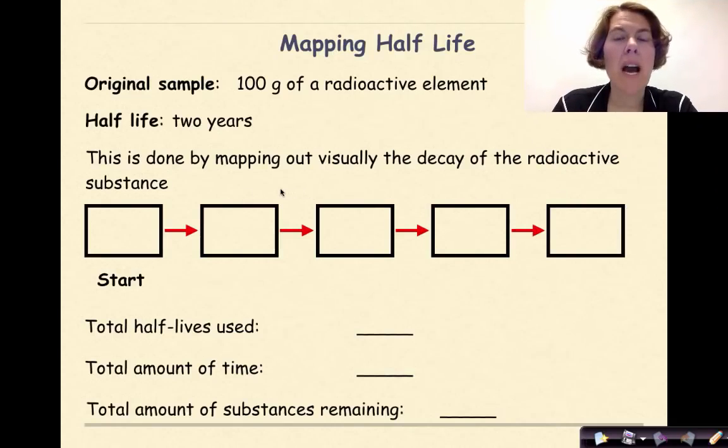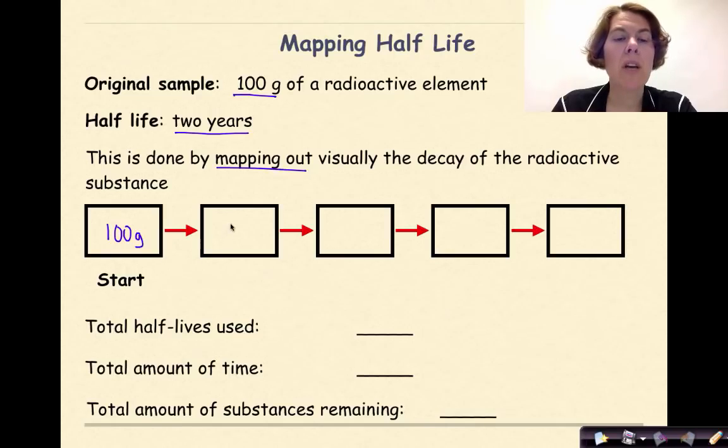So let's talk about how you would map half-life. Here's an original sample of 100 grams of a radioactive element. I'm telling you that this radioactive element has a half-life of 2 years. We can basically map out visually the decay of the radioactive substance. So we're going to start with 100 grams. And through this process of decay, we're going to be taking the mass and cutting it in half.